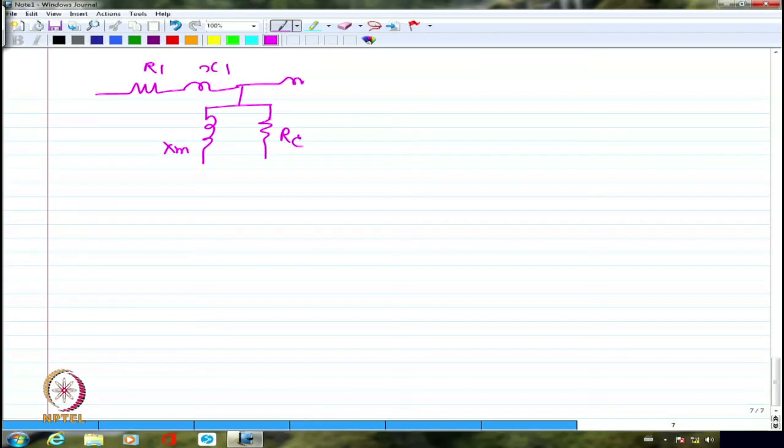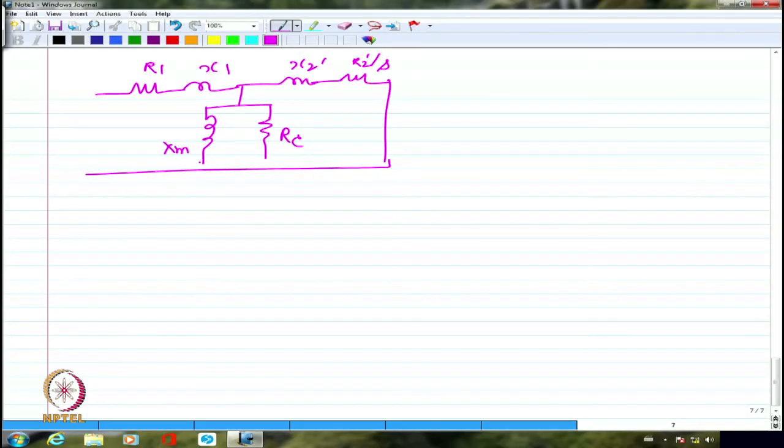I have R2 dash, this is X2 dash, this is R2 dash by S. Right? This is done. What I am applying is V1. For now, let me forget about this component, although this should not be neglected. I agree it should not be neglected because I have a good amount of reluctance in the induction motor.